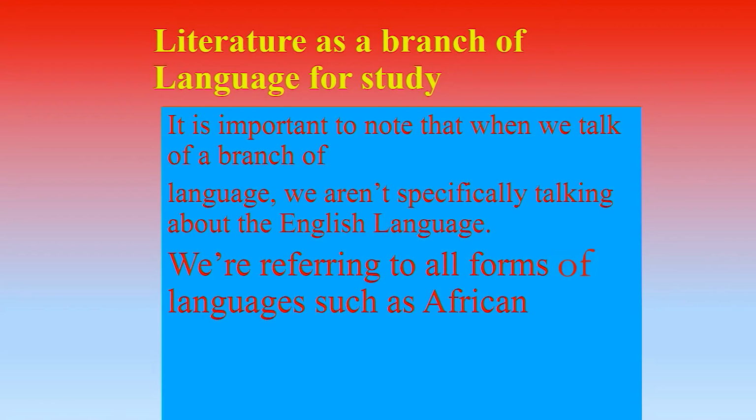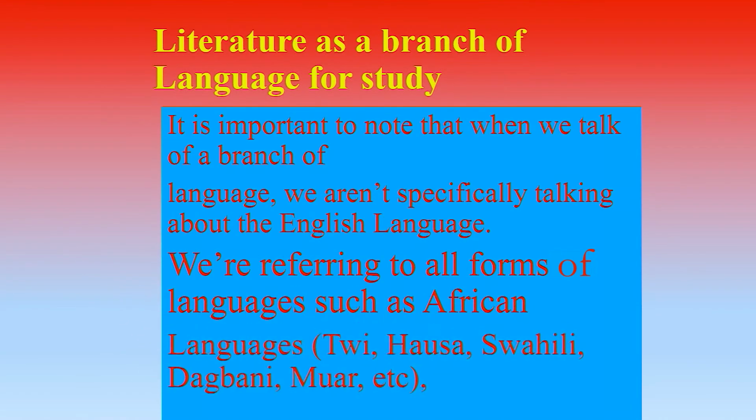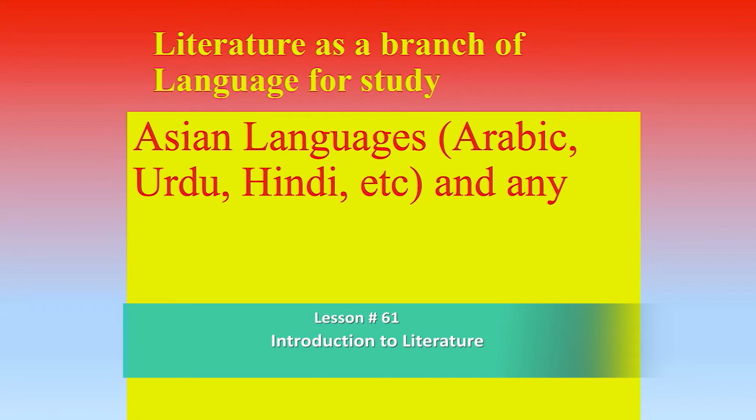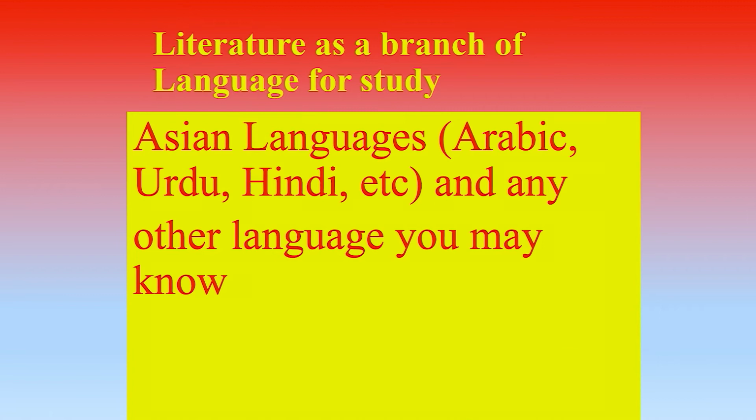We said that we are referring to all forms of language, such as the African languages. Example of some of the African languages we have the Twi, we have Hausa, we have Swahili, we have Dagbani, we have Moar, and many. There are a lot of them. So when we talk of literature as a branch of language for study, it could be Twi, it could be Hausa, it could be Swahili, it could be Dagbani, and any language at all we have in Africa. Do you understand? Good. It could also be Asian languages like Arabic, Urdu, Hindi, and any other language you may know. So when we talk of a branch of language for study, it covers all forms of languages that you may know of.